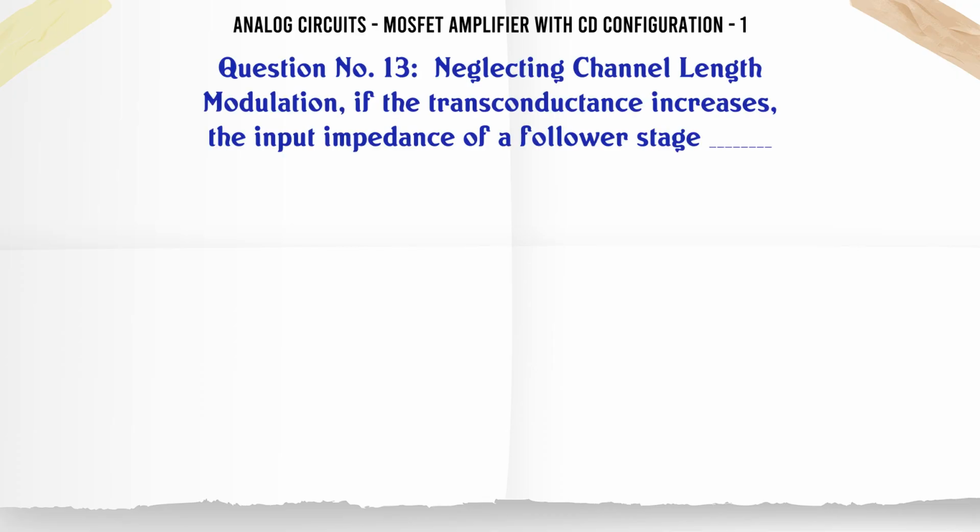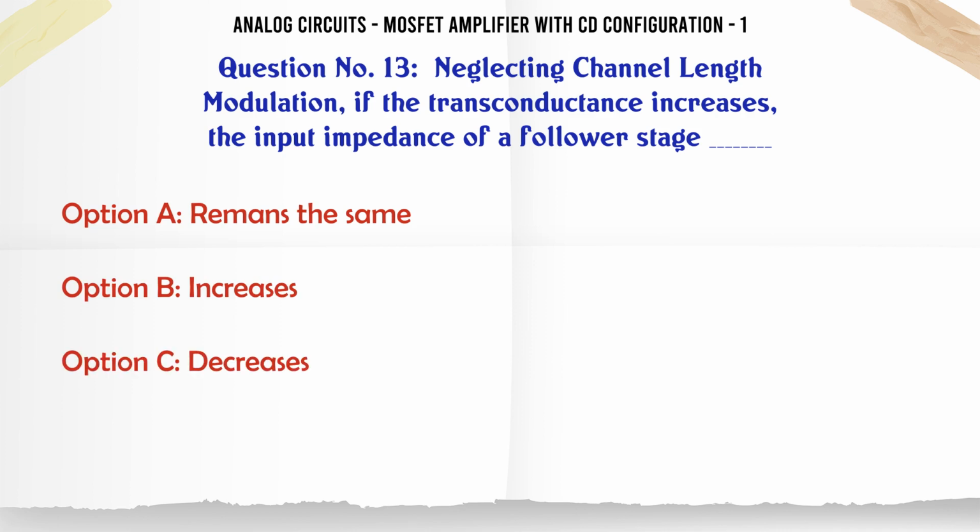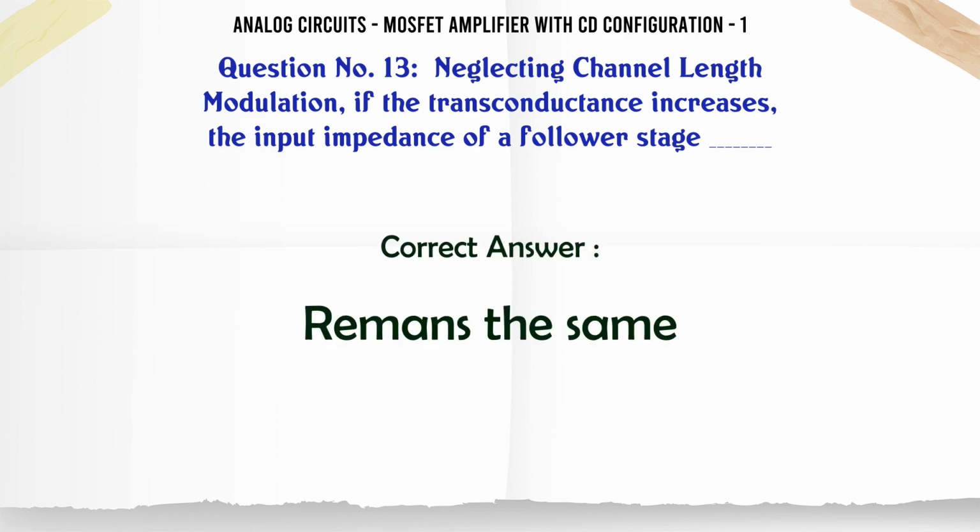Neglecting channel length modulation, if the transconductance increases, the input impedance of a follower stage A remains the same, B increases, C decreases, D doubles. The correct answer is remains the same.